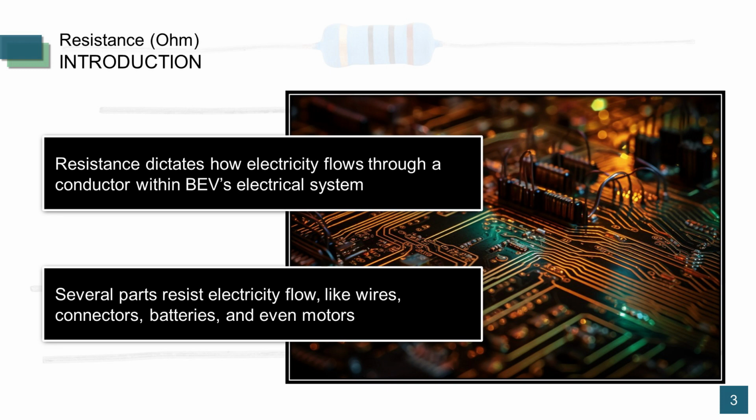The successful and safe servicing of a battery electric vehicle requires a strong foundation in electrical fundamentals. One of the most crucial concepts is understanding resistance. Resistance dictates how easily electricity flows through a conductor within a battery electric vehicle's electrical system. Battery electric vehicles incorporate various components that contribute to electric resistance, including wiring and connectors, batteries, and electric motors.